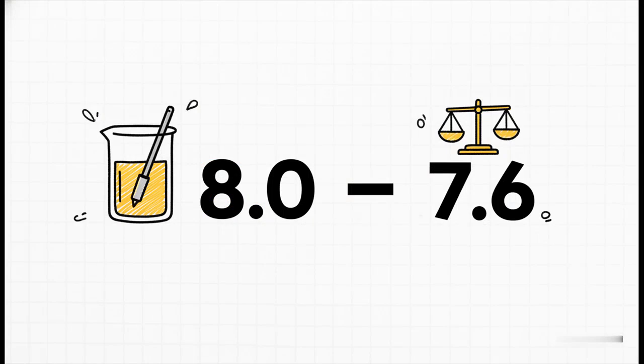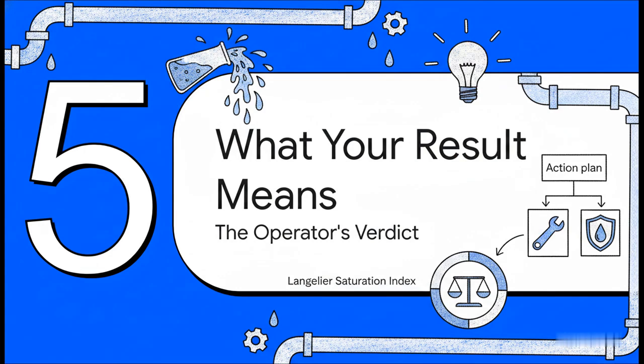And now for the final easy step. We go back to that main formula. LSI equals actual pH minus our calculated pHs. So that's our measured pH of 8.0 minus the 7.6 we just figured out. We did the math. We have our number.